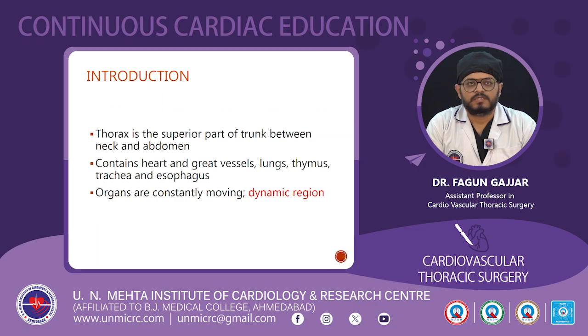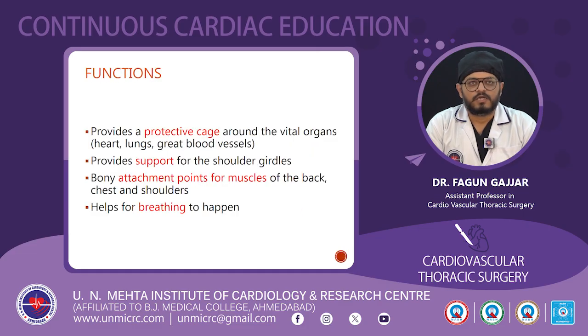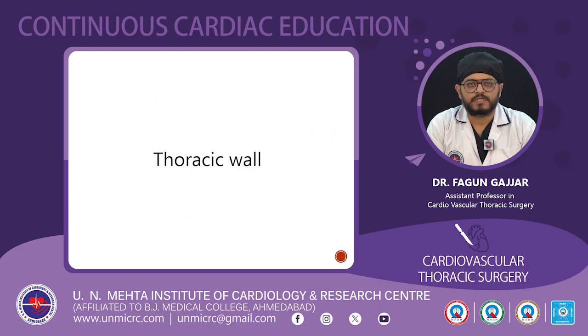So, introduction. Thorax is the superior part of the trunk between the neck and the abdomen. It contains the heart, great vessels, lung, thymus, trachea, and the esophagus. The organs in this region are constantly moving, hence it is a dynamic region. It provides a protective cage around the vital organs like heart, lung, and great blood vessels. It provides support for the shoulder girdle, provides bony attachment for the muscles of the back, chest, and shoulders, and it helps in breathing to happen.